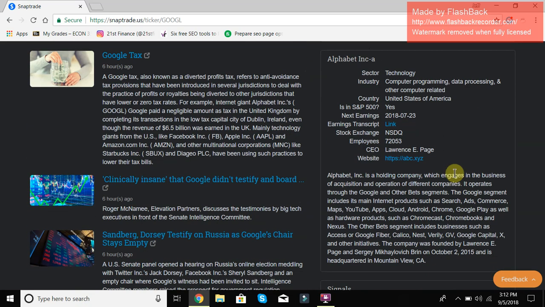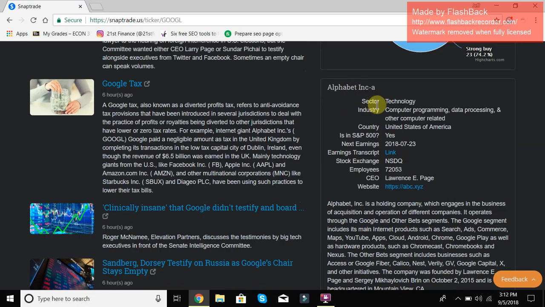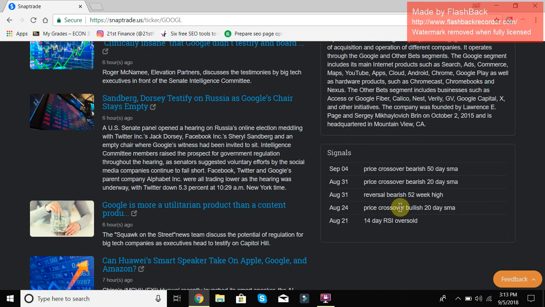And then of course, like any stock website, they do have an information page about what Alphabet is. Obviously, Alphabet's the parent company of Google. They will show you their stock exchange, how many employees they have, the CEO, websites, etc. Just a lot of basic information that is important when you're trying to make trades.